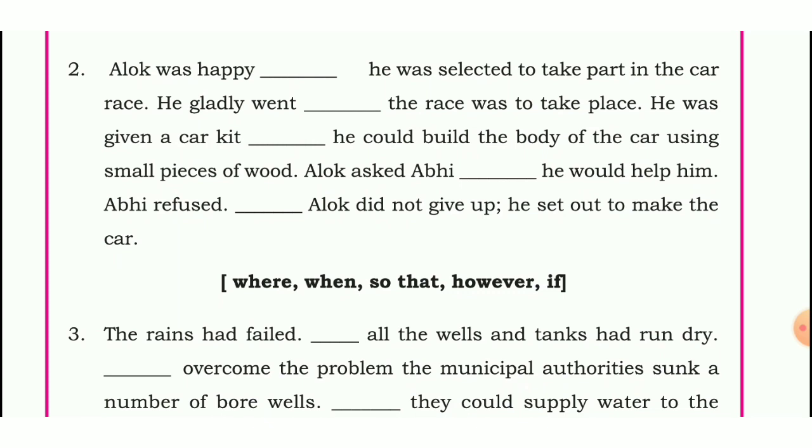He was given a car kit. So now it has to be so that. Remember always when you use so that, after so that there should be a subject and then there should be a modal verb. So given a car kit so that he could build the body of the car using small pieces of wood. Alok asked Abhi if he would help him. Condition. Alok asked Abhi if he would help him. Abhi refused. The last one is, however, Alok did not give up. He set out to make the car.